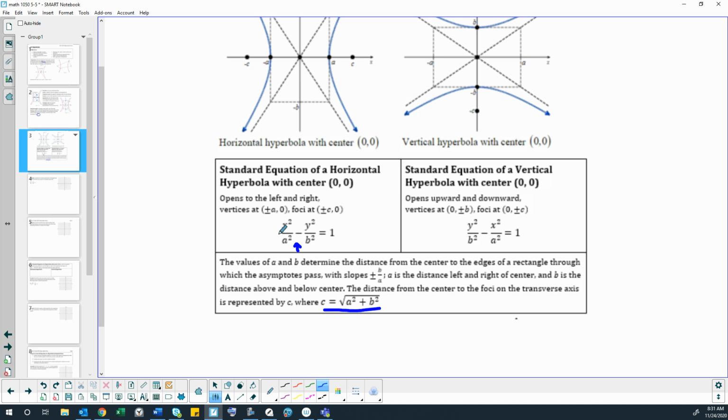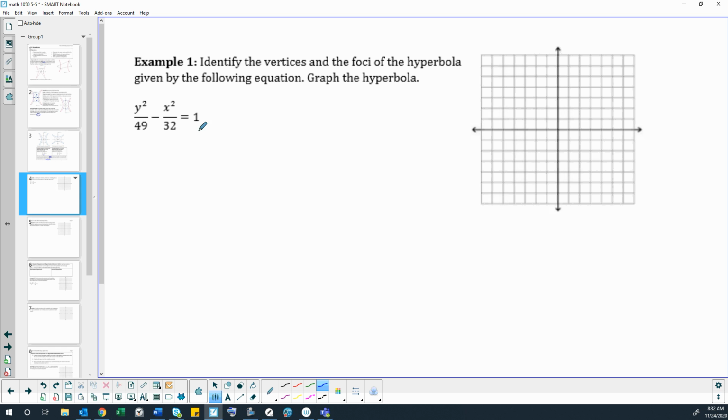So fortunately, you're going to have that formula sheet to refer to. Just remember that finding c is always going to be the opposite of the sign in the equation itself. Again, we have our slopes for our asymptotes as plus or minus b over a. Okay, let's go ahead and do an example.